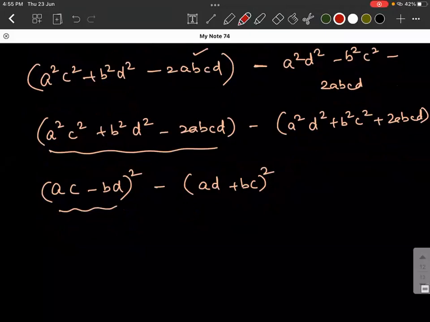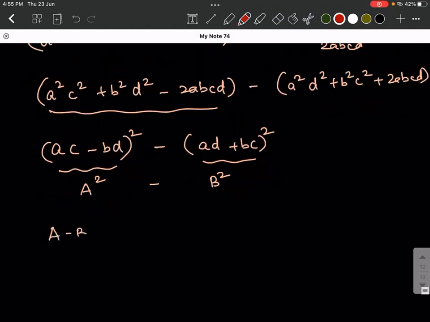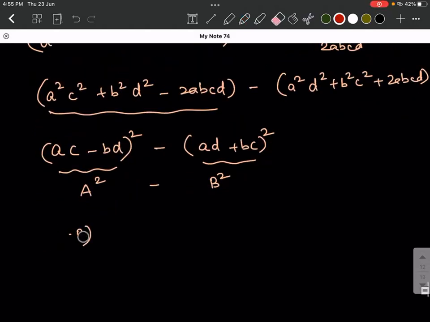Okay. Now, if I take this as A square and this as B square, then I can write it as A minus B into A plus B format. So, A minus B into A plus B means it is AC minus BD minus AD minus BC.